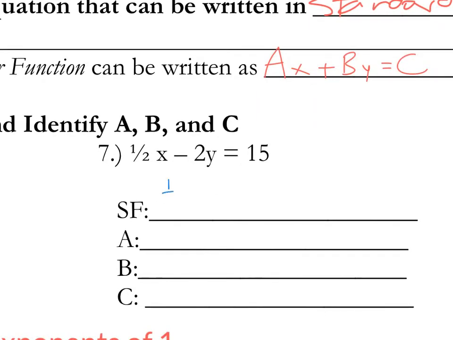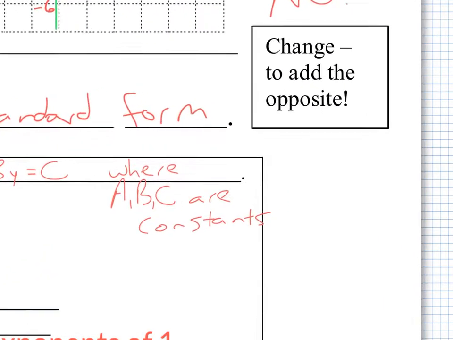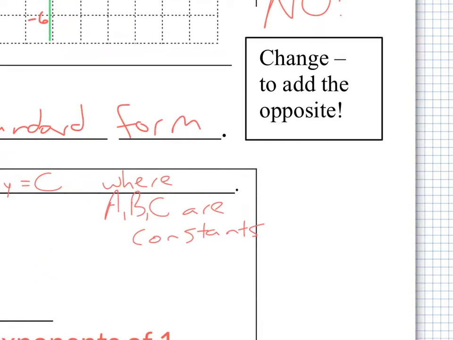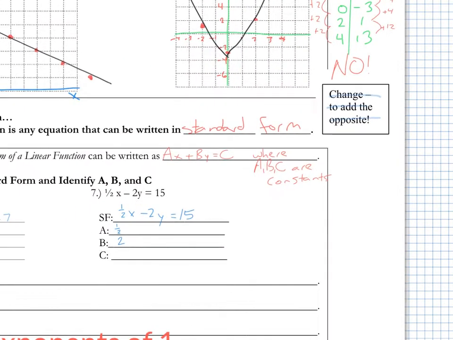It's just 1/2 x minus 2y equals 15. Now to identify a, b, and c, a is pretty easy. It's just the coefficient of x. A lot of people think, oh, then the coefficient of y is 2. Well, no, because there's a minus sign up here. That's what this little note up here is for, where it says change the minus sign to adding the opposite. That helps us to identify what that b value is.